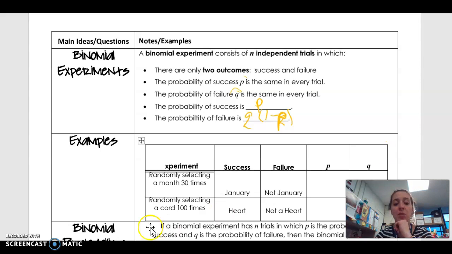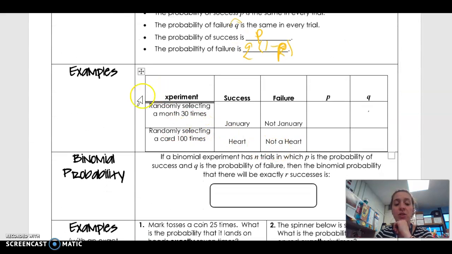So let's look at this example. So here's my experiment. I'm randomly selecting a month 30 times. So I randomly just pick one. So a success would mean it would be January. Failure would be it's not January, right? Because remember, we only have two options with these binomial experiments. So a success would be there are 12 total months and one of them is January. So our Q would be 1 minus that whole P, or knowing this, we also know that there are 11 months that are not January.